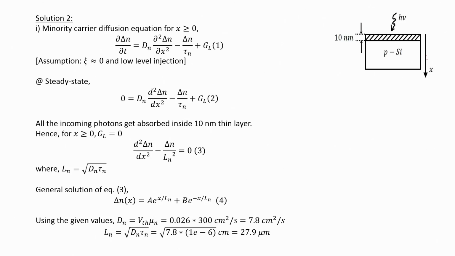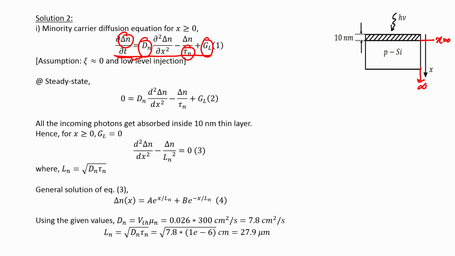In the first case where this x goes to infinity, in that case we can write down the minority carrier diffusion equation for x greater than equal to 0 as del n del t is equal to Dn del 2 del n del x square minus del n by tau n plus GL. So this is the first equation. So here del n is the excess minority carrier concentration, that is the electron concentration, and Dn is the diffusion coefficient, tau n is the electron lifetime, and GL is the generation rate.